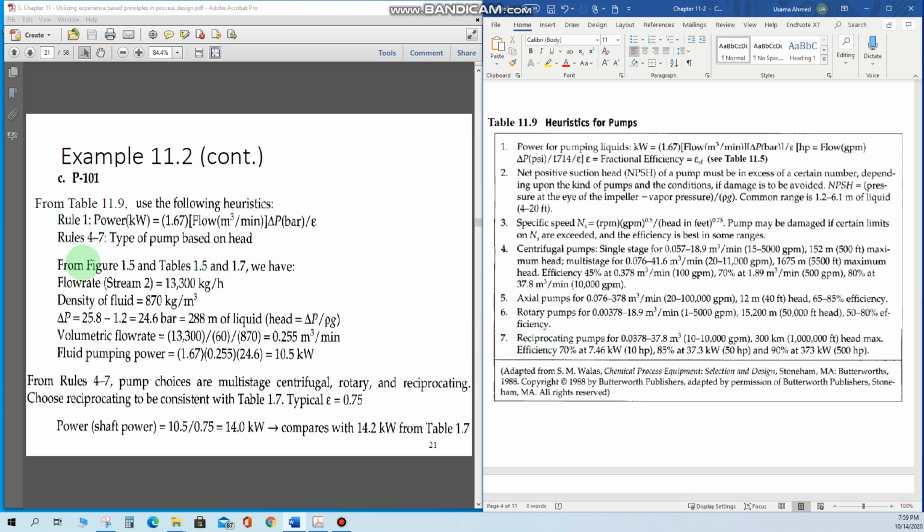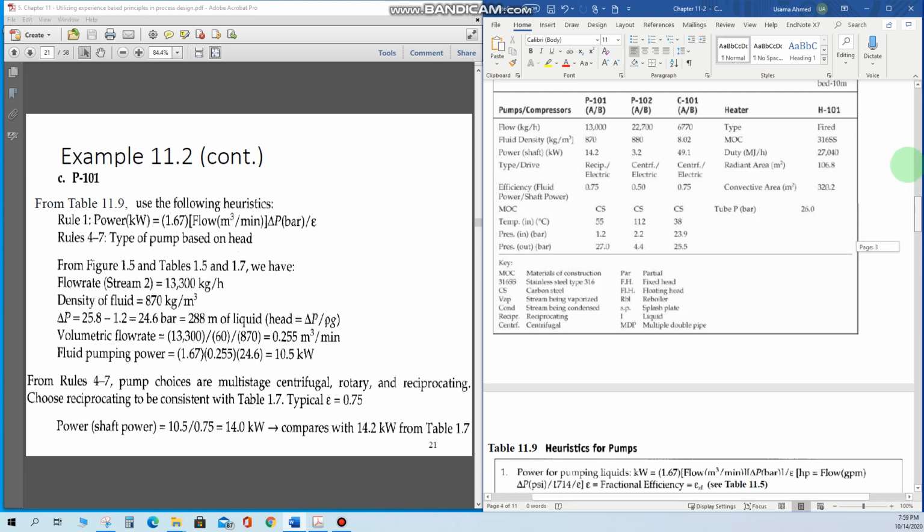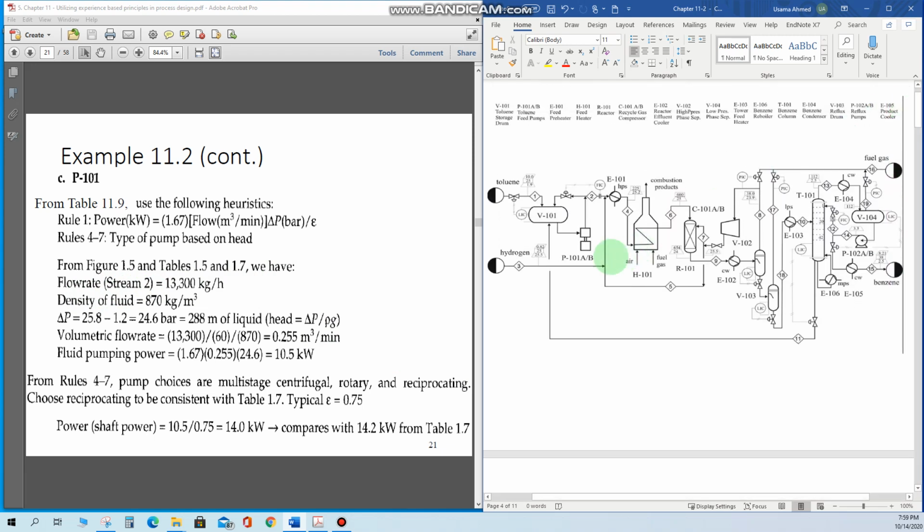From figure 1.5 and tables 1.5 and 1.7 we have the flow rate of stream 2. If I take you back to the figure, for this pump we mainly have to consider the inlet flow rate and pressure, and the outlet flow rate and pressure. For the outlet pressure and other parameters, what is available to us is the flow rate of stream number 2.